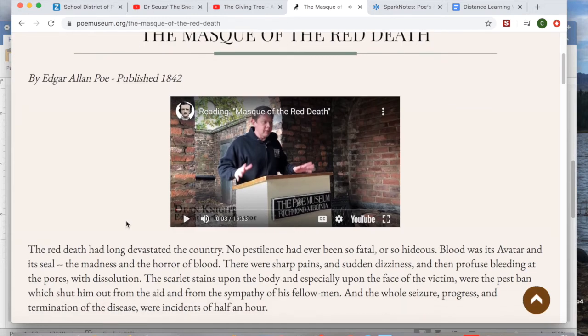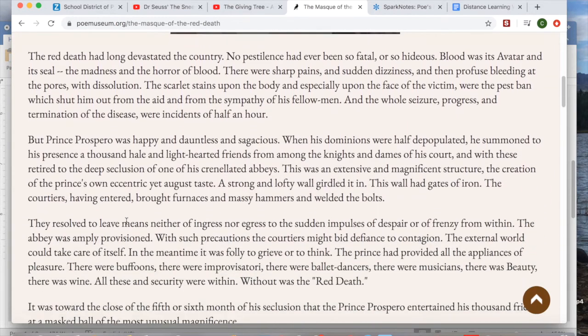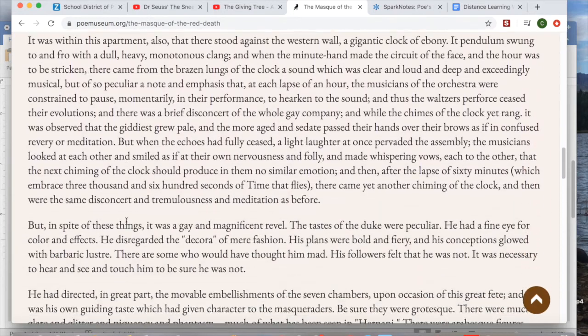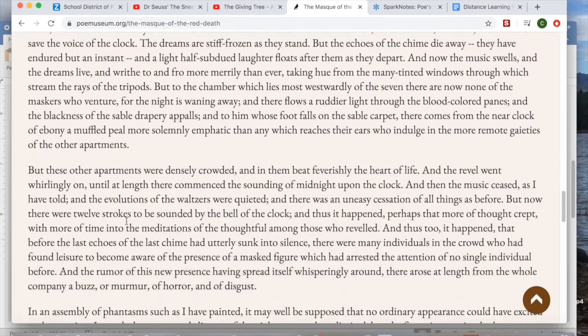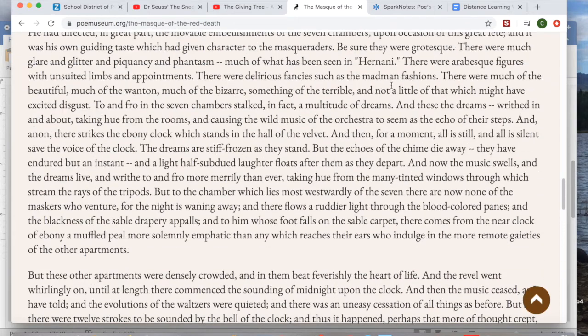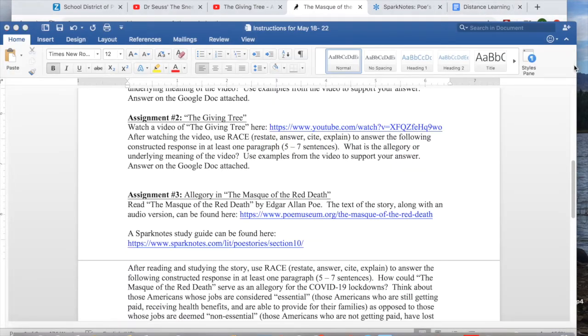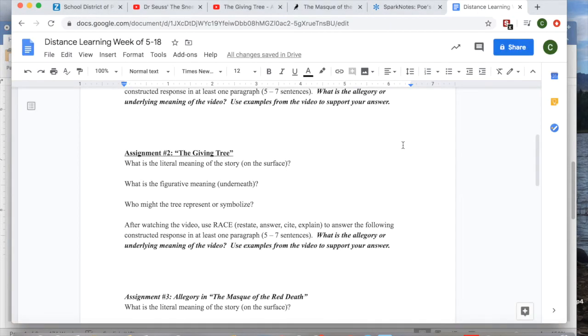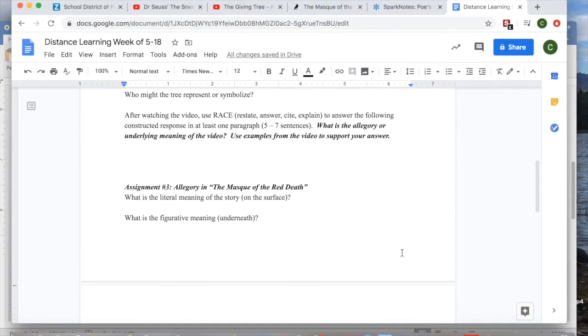You can listen to him read. You can watch the video. And here's the story itself. Okay? It's The Masque of the Red Death. It's a classic story. All right, so it's not very long, but you're going to read the story and listen. And then when you're finished, you're going to answer some questions. All right, you're going to answer, what is the literal meaning of the story on the surface?